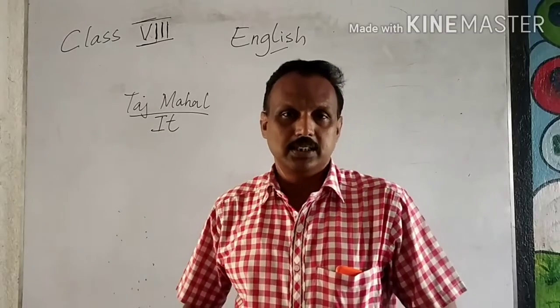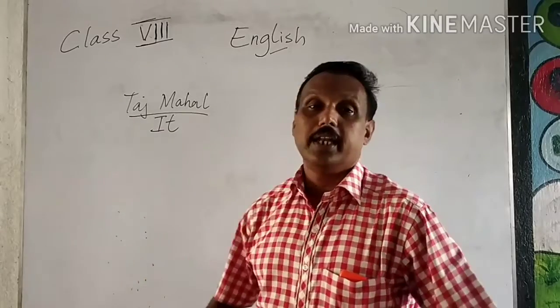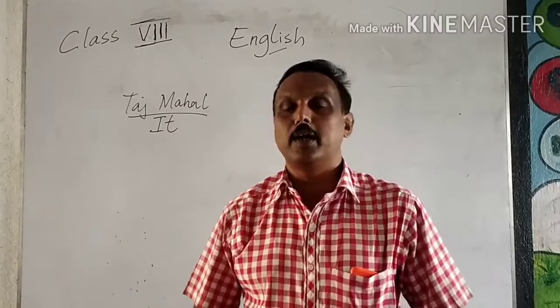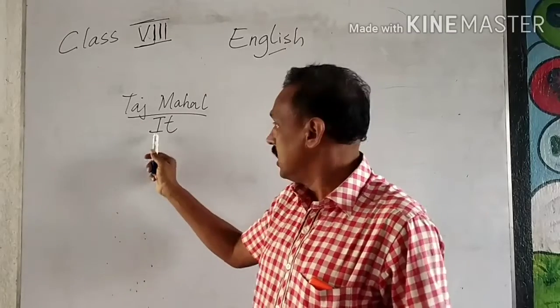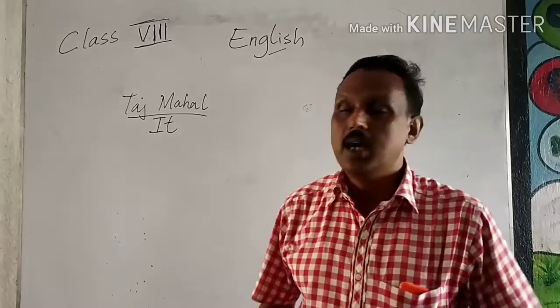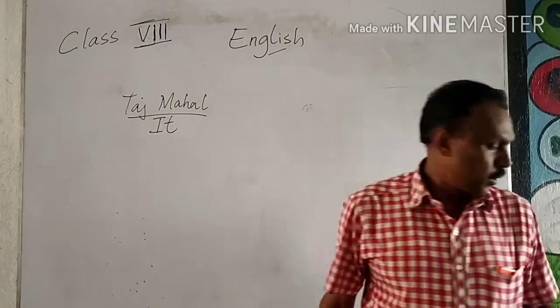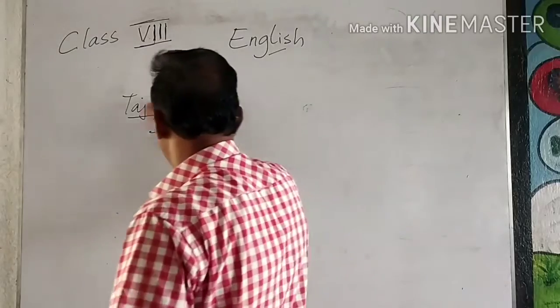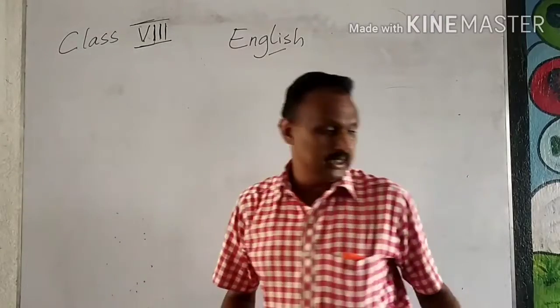First you say Taj Mahal is in Agra. It is a very beautiful building. It is made of white marble and all those things. So here, it is the word that we have used instead of a noun, and so we call it a pronoun. In this pronoun, there are 3 persons.